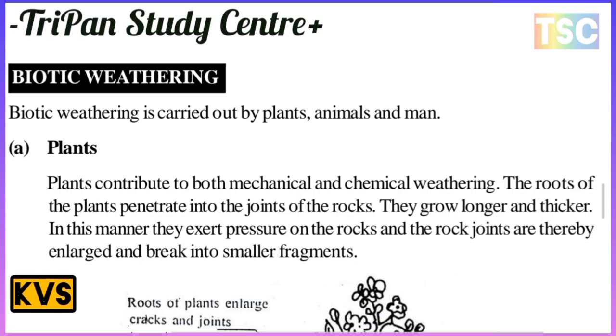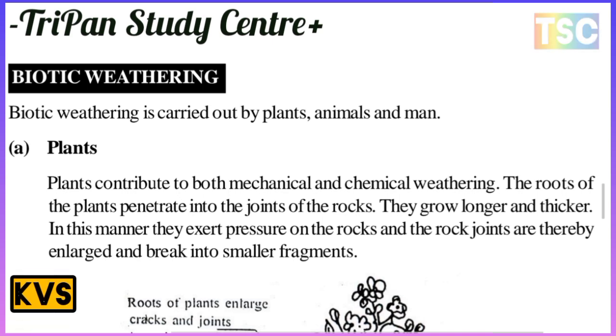The first is plants. Plants contribute to both mechanical and chemical weathering. The roots of the plant penetrate into the joints of the rock, and they grow longer and thicker. In this manner they exert pressure on the rock, and the rock joints are thereby enlarged and break into smaller fragments.